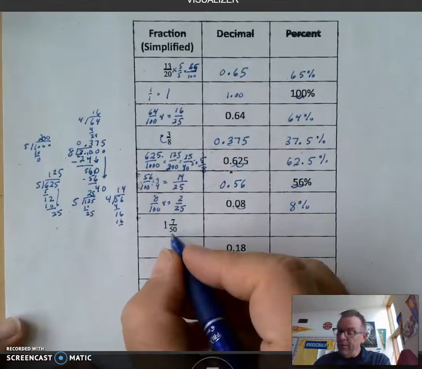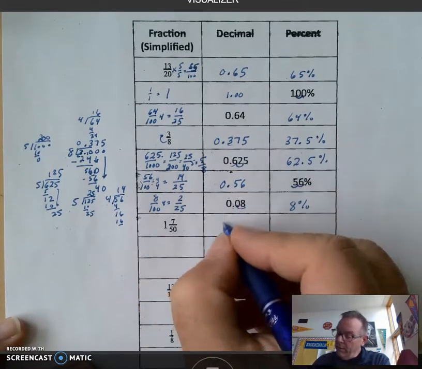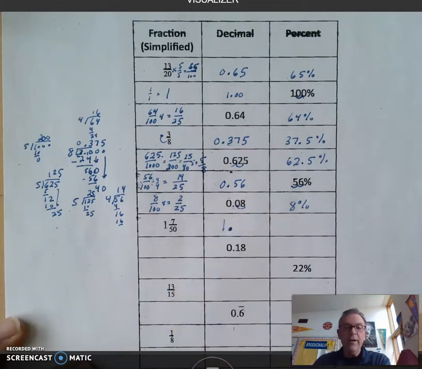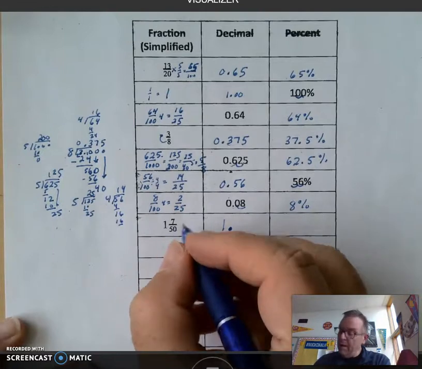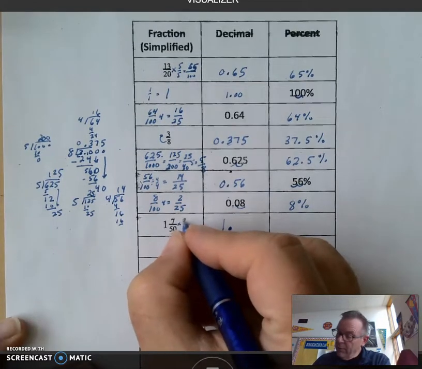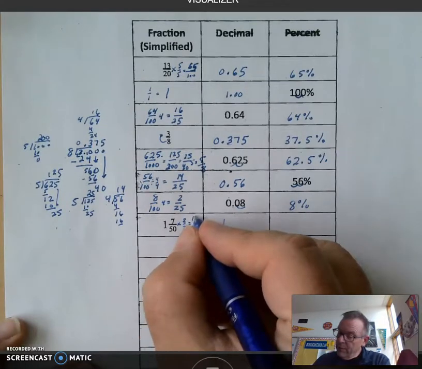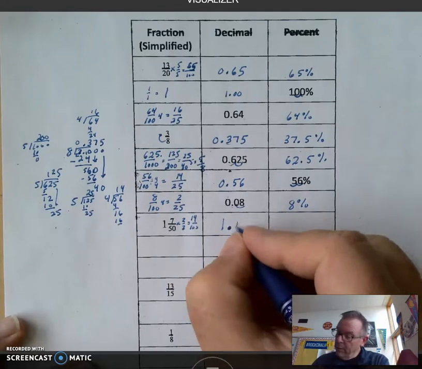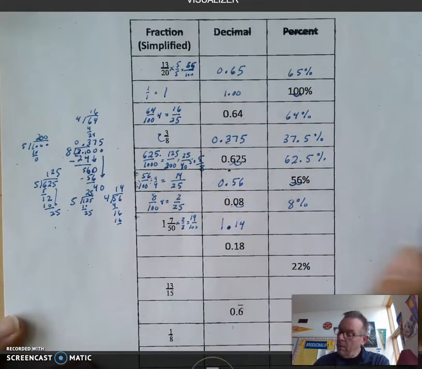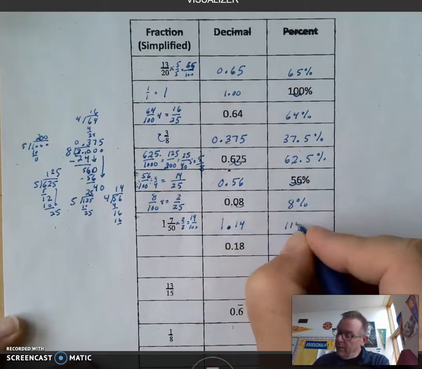Alright, I love ones like this. 1 and 7 over 50. Well, the 1 means it's going to be 1 whole, so I can do that already in the decimal. 7 over 50 is a BFF kind of fraction. Multiplying by 2. 100. 7 times 2 is 14. So 14 hundredths means 0.14. Multiply it by 100, move it over 2. 114%.